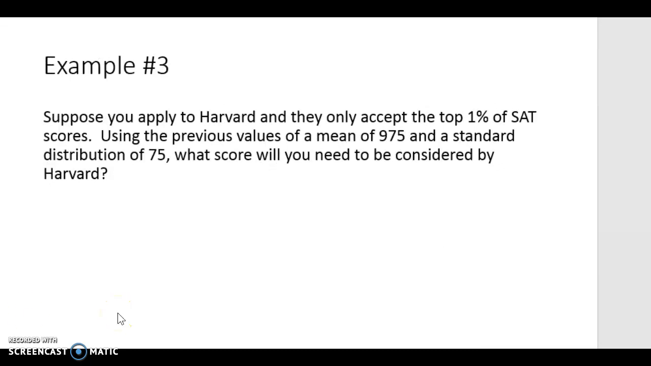All right, and the last question is, suppose that you apply to Harvard and they only accept the top 1% of SAT scores. So let's say we're using the previous values of the mean of 975 with a standard deviation of 75. What score would you need to be considered by Harvard? So first of all, these 975 and 75 scores are not necessarily accurate. If you want to look up those scores, sure, it depends on the time period, but using these scores to calculate that, how would you do that?